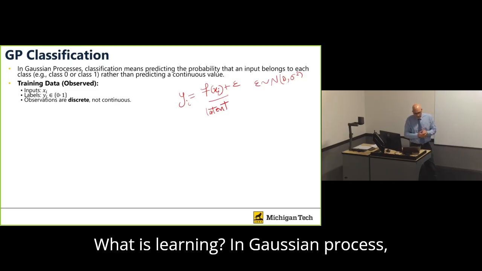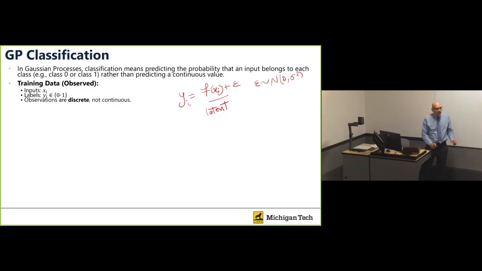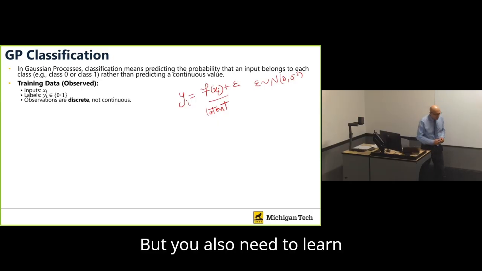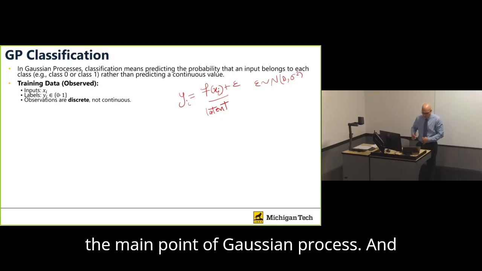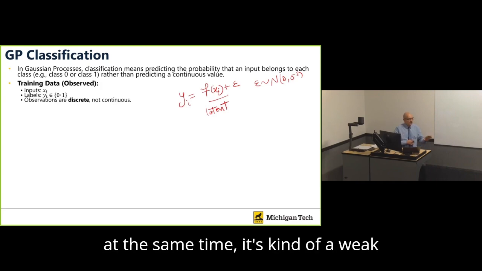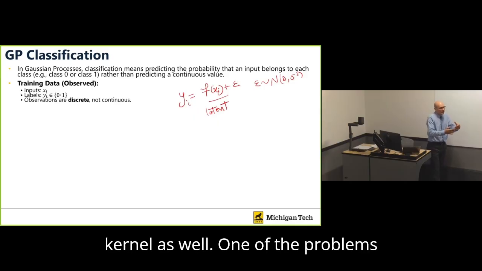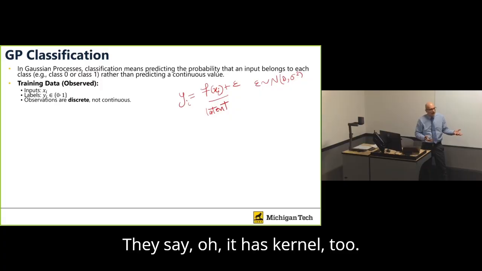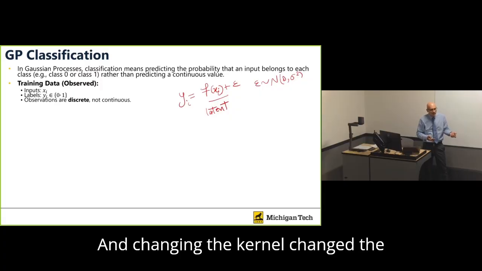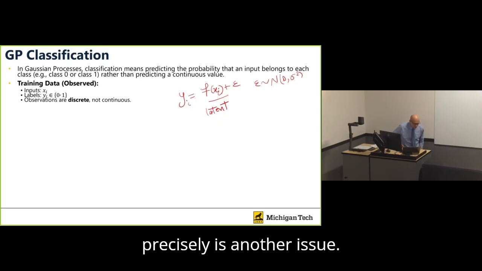What is learning? In Gaussian process, you are learning not just a latent function, but you also need to learn parameters for the kernel. The kernel is the main point of Gaussian process, and at the same time it is kind of a weak point too, because you need to design the kernel as well. One of the problems compared to neural networks is the kernel. They say, oh, it has a kernel too, and changing the kernel changes the problem completely. So knowing the kernel precisely is another issue.